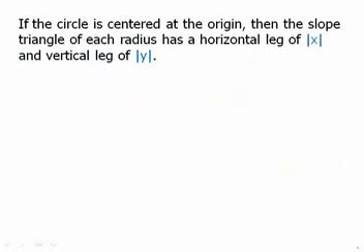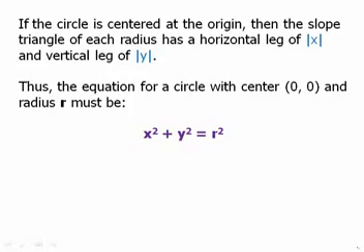If the circle is centered at the origin, then the slope triangle of each radius has a horizontal leg of the absolute value of x and a vertical leg of the absolute value of y, regardless of what x and y are. Thus, the equation for a circle with center 0, 0 and radius r must be x squared plus y squared equals r squared. So notice that we're really just doing the Pythagorean theorem to find the equation of a circle.